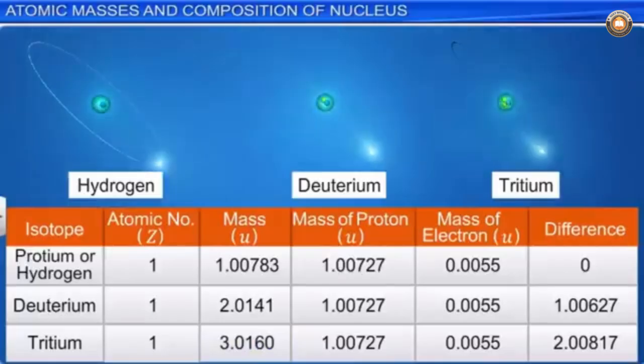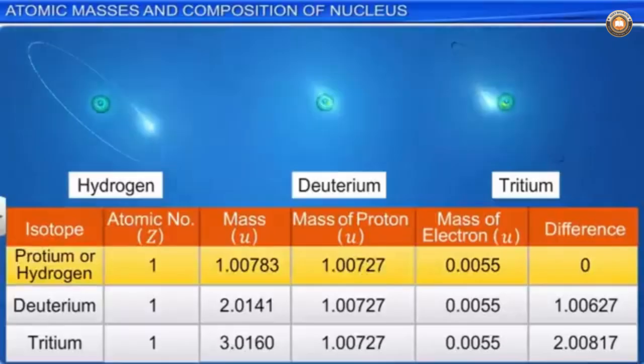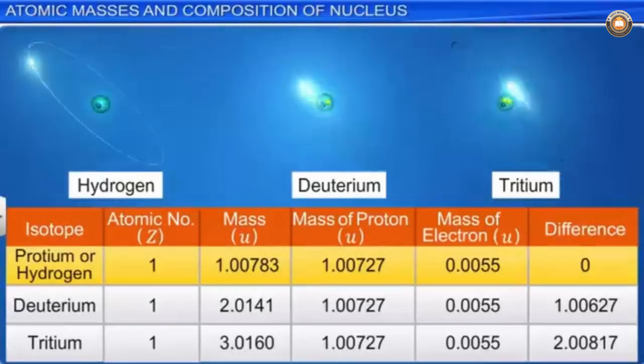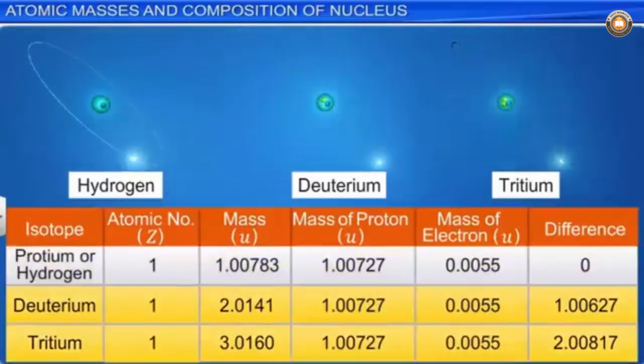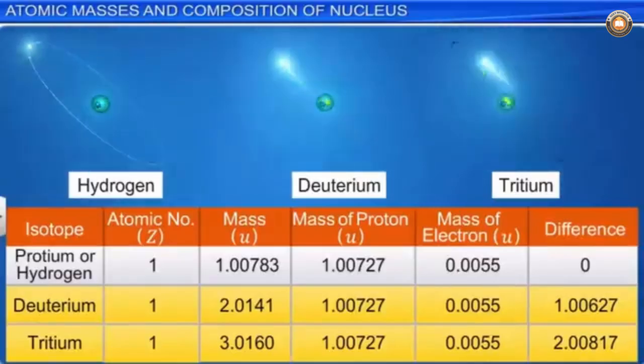If we look at hydrogen, its atomic mass is exactly equal to the sum of the masses of the proton and the electron in it. Hence, the difference between the atomic mass and sum of the masses of the protons and the electrons is equal to 0. But, in the case of deuterium and tritium, this difference is not equal to 0. This indicates that apart from protons and electrons, there are other particles present in the atom.